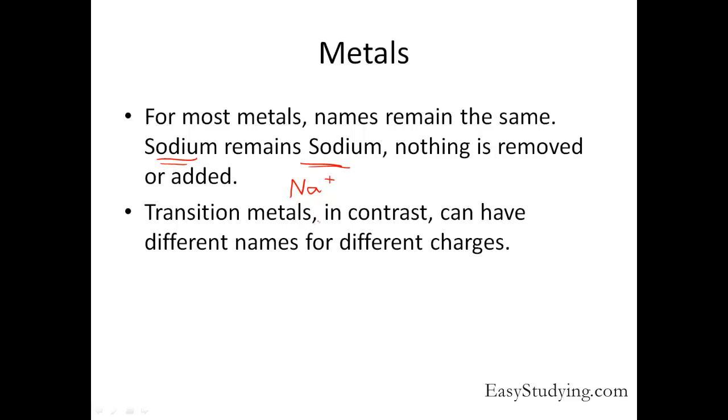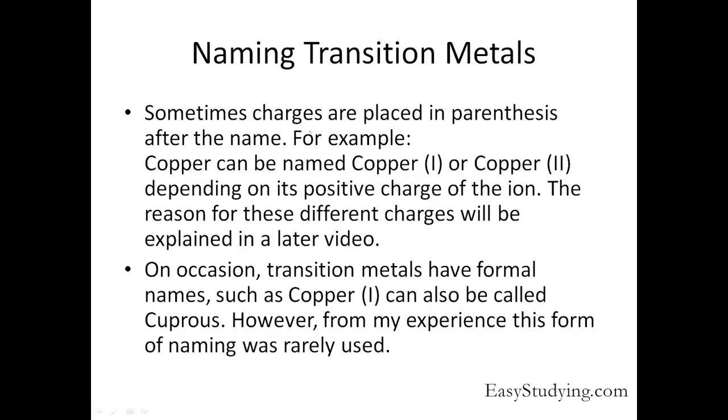Transition metals do not follow this rule. They can have different names for different charges, and yes, they can have different charges. So for transition metals, most of the time, parentheses are used and charges are placed within them. So this copper (I) basically means a copper with a +1 charge. This one's copper with a +2 charge. These charges are almost always positive values. So the value inside the parentheses depends on the positive charge of the ion. I will explain the reason for these different charges in a later video.